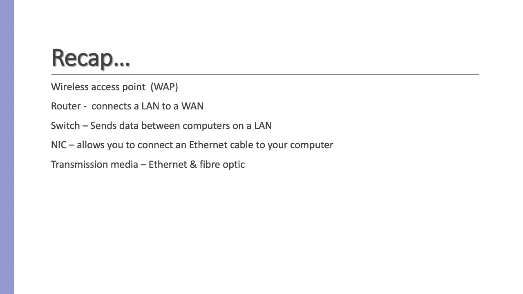From last week's lesson, a few of the pieces of hardware you need to be aware of. Wireless access points, sometimes shortened to a WAP, provide wireless access to a LAN. A router connects a LAN to a WAN. A switch sends data between computers on a LAN. A NIC, if you remember, is your network card, which allows you to connect an Ethernet cable to your computer. And then transmission media is the posh name for how that data is transferred, whether it be Ethernet or fibre optic.